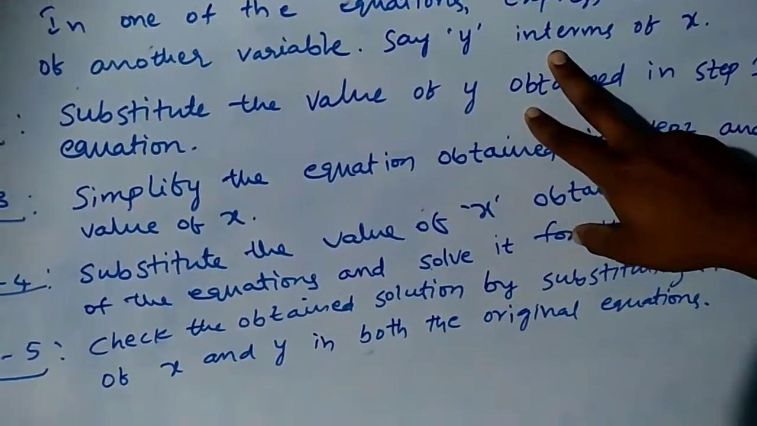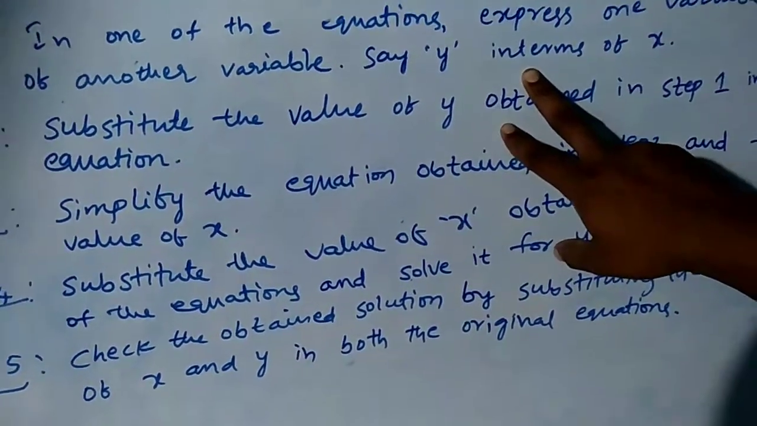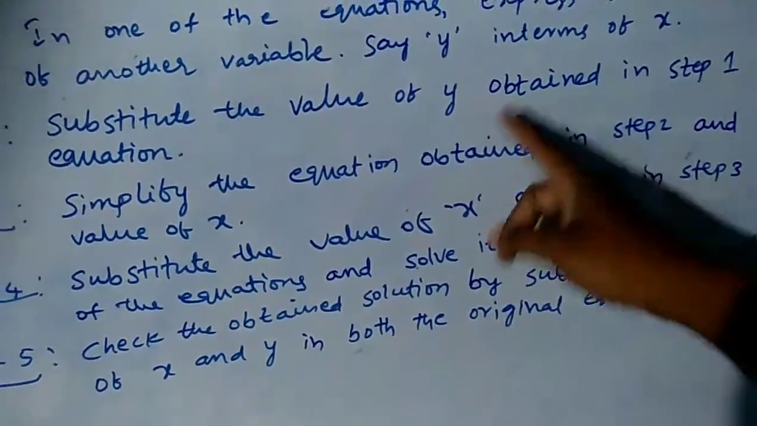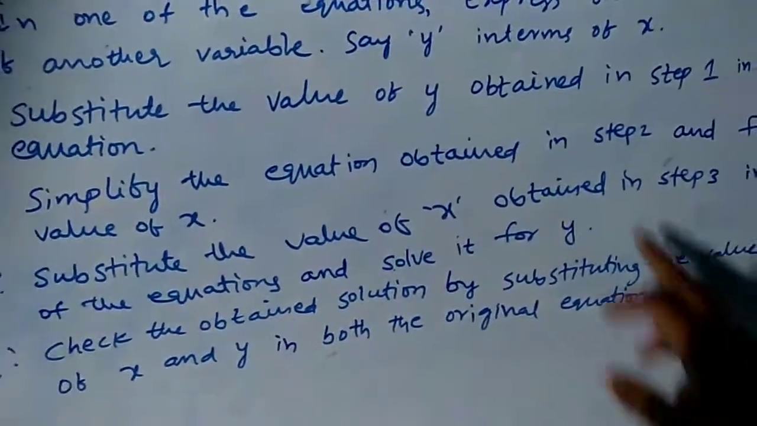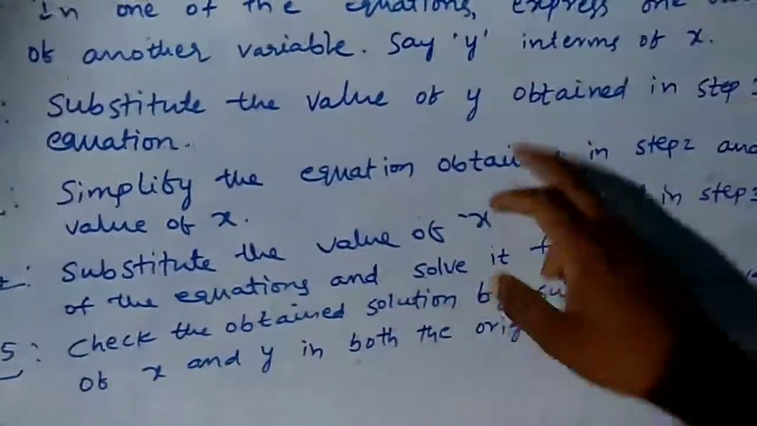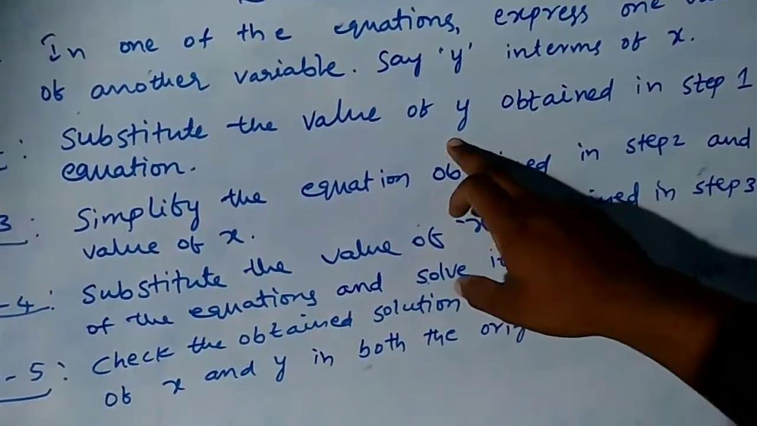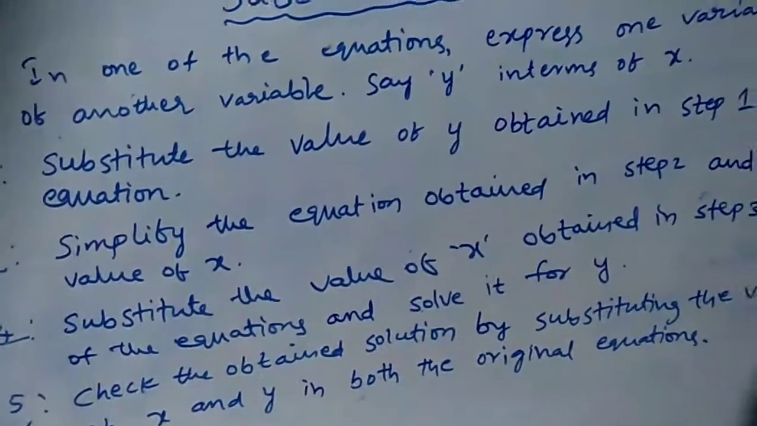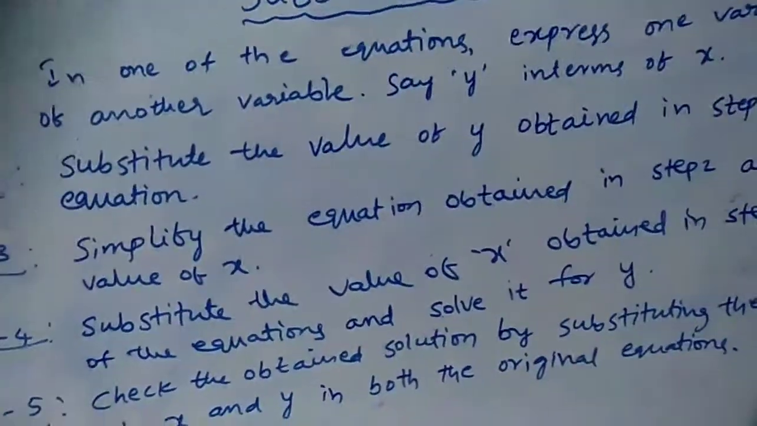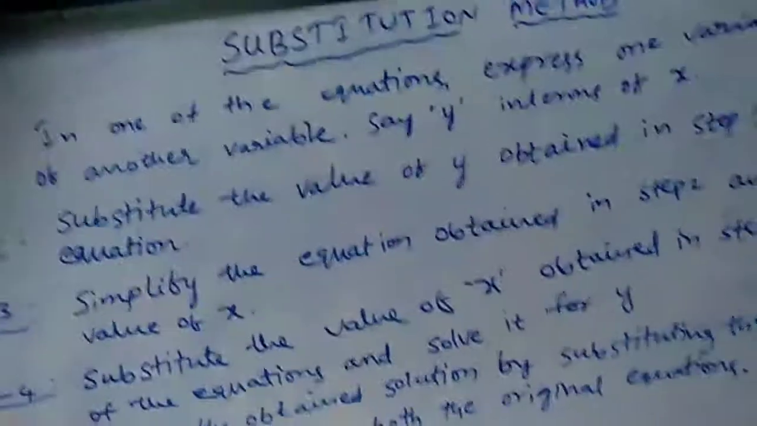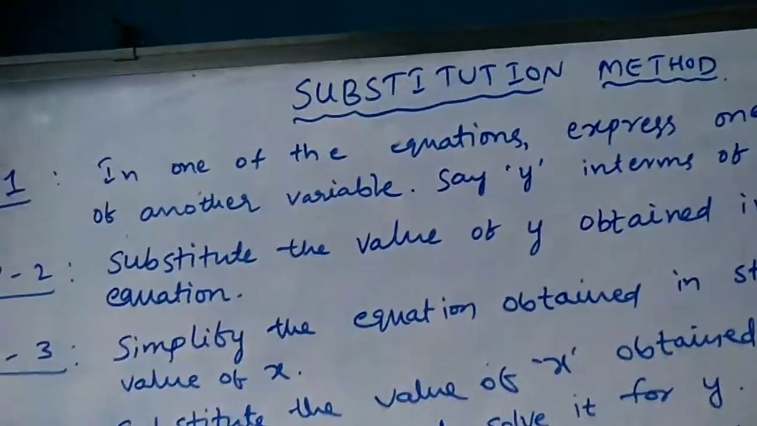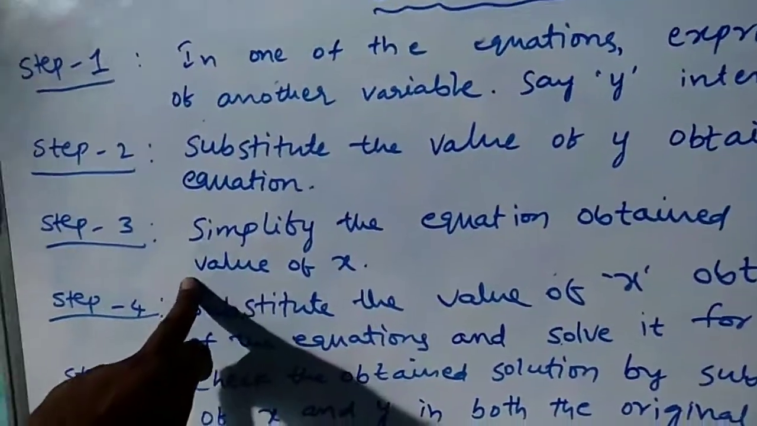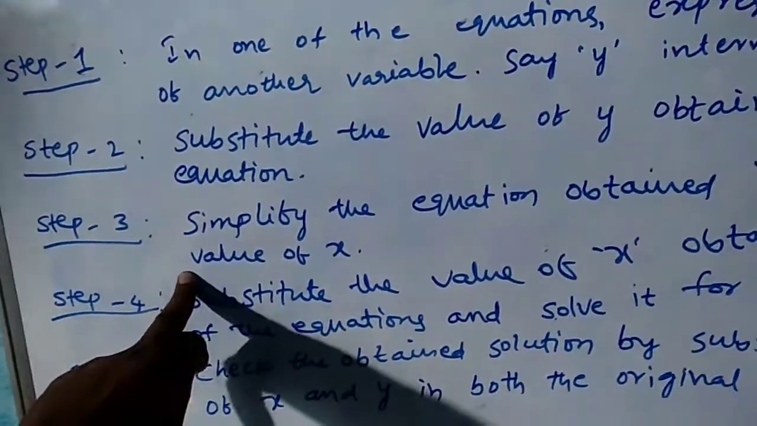So here we substituted y value in the second equation. After that we have to simplify the equation and find the value of x. After substituting the y value in equation 2, that equation is converted into a linear equation, means it is converted into a one variable equation. So in step 3 we are getting the value of x.